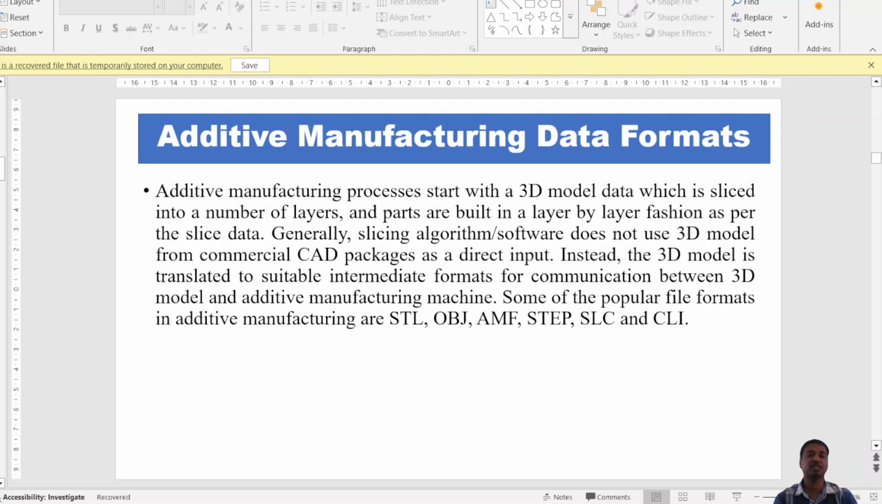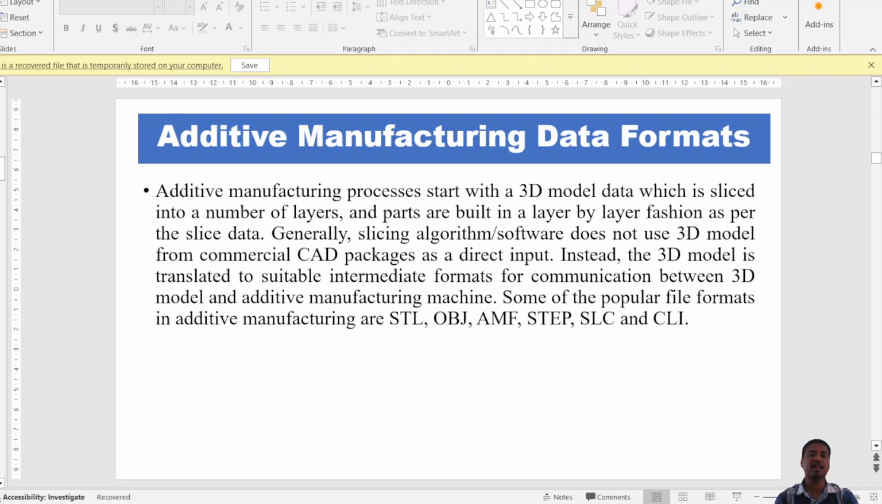Additive manufacturing processes start with 3D model data, which is sliced into a number of layers, and parts are built in a layer by layer fashion as per the slice data. Generally, slicing algorithms or software do not use the 3D model from commercial CAD packages as a direct input. Instead, the 3D model is translated to suitable intermediate formats for the communication between the 3D model and the additive manufacturing machine.